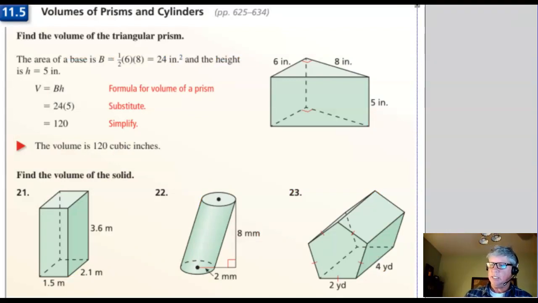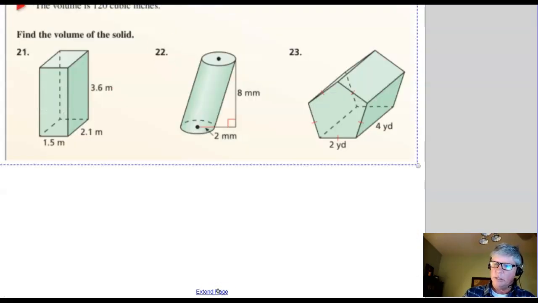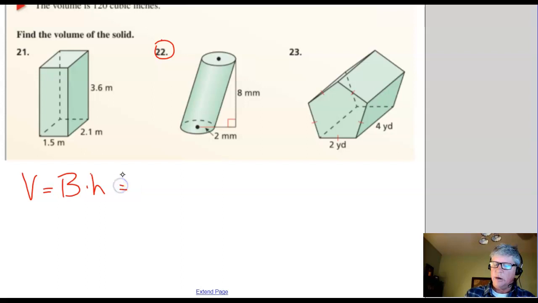Prisms and cylinders. Well, there's a nice example of a prism. So I'll go ahead and do a cylinder. So I'll do number 22 there. 22, the volume of any prism or cylinder is the area of the base times the height. The area of the base of a cylinder is pi r squared times h. So that is 3.14 times the radius.